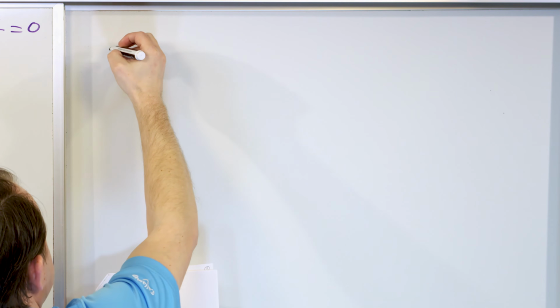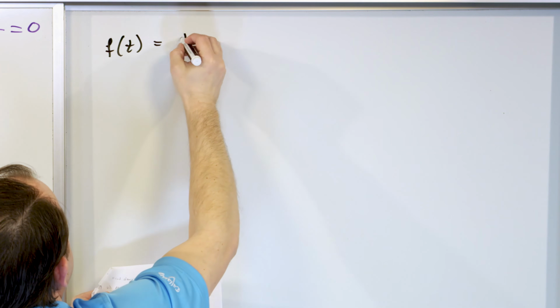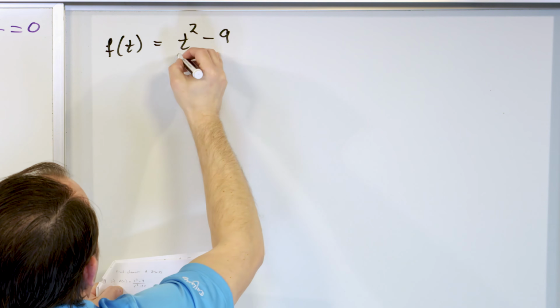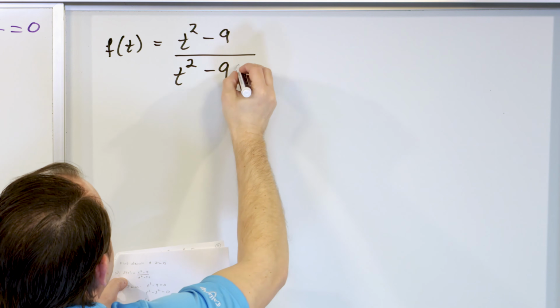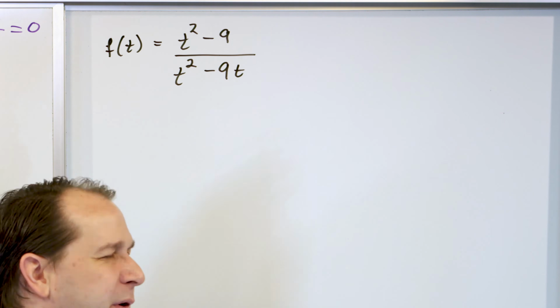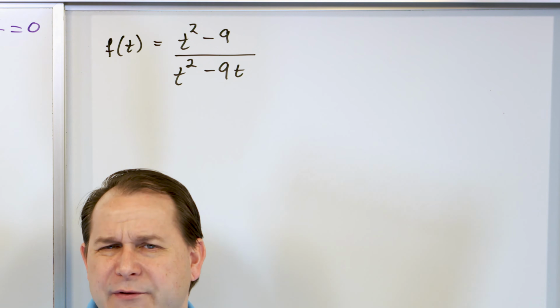Now we're going to do one more of these. We want to find the domain, and we want to find the zeros of the function f of t equals t squared minus 9 over t squared minus 9 times t. So now that we've got the theory out of the way, I want to be able to apply it to a kind of complicated looking function.